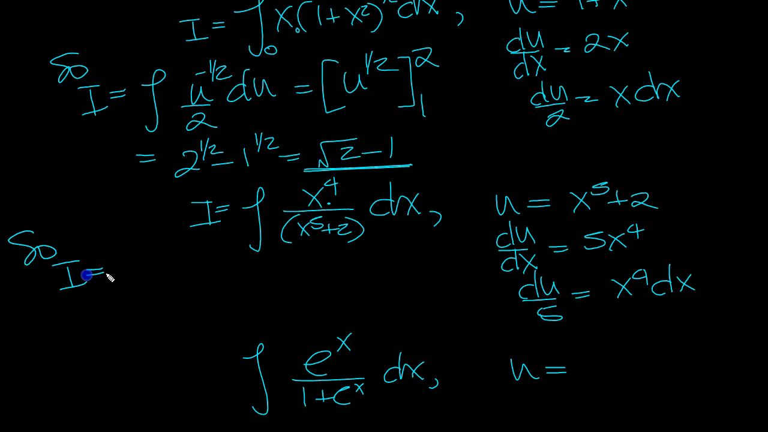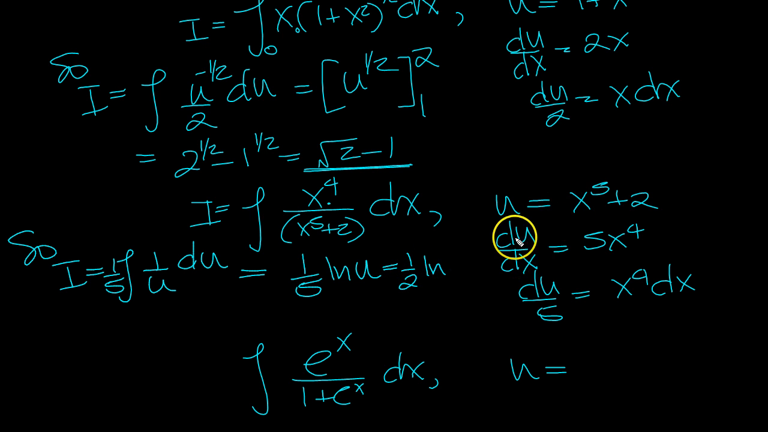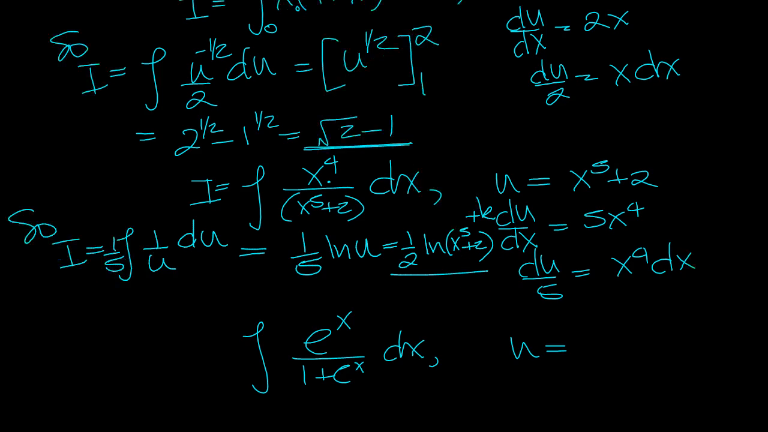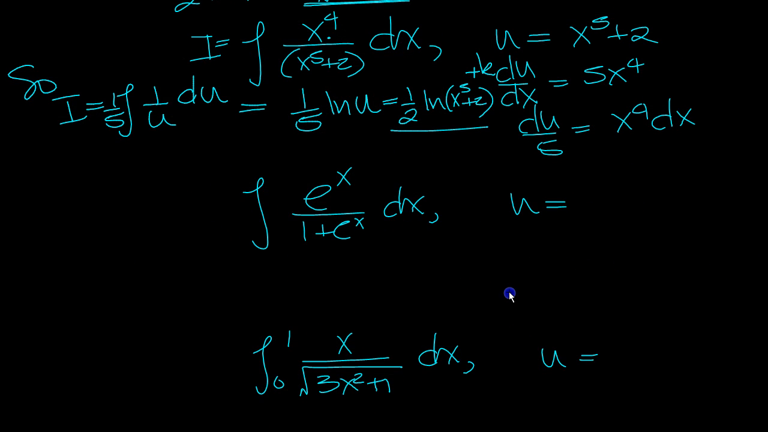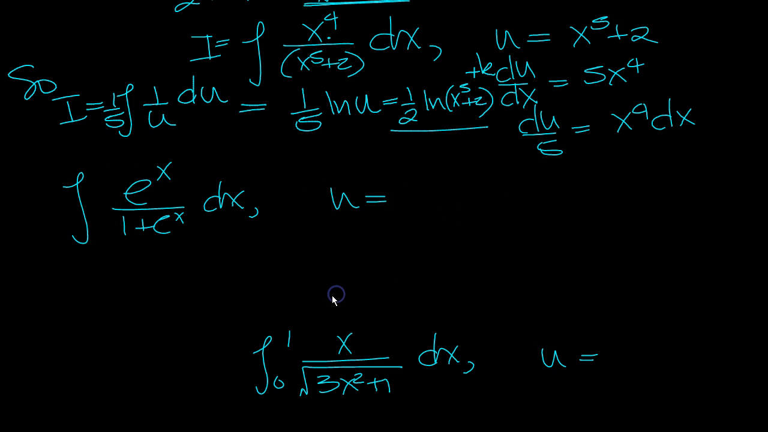So I equals, it will be 1 over u. x to the 4 dx is du over 5. So you could put the fifth here even if you want, or 1 over 5u. Same difference. Integrate that then, it will be a fifth ln u. And that was an indefinite integral, so that's just equal to 1/5 ln of u, which is x to the 5 plus 2, plus a constant of integration. Just squeeze it in there. Okay, next one. Let's have a look at this one.